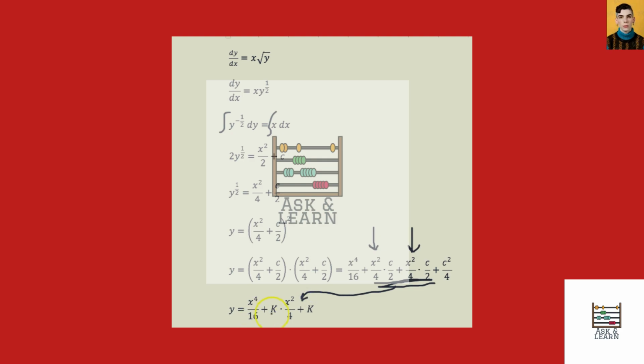And now I'm just going to use k because we know that it's a constant. k just means it's a different constant than over here, but it's still just a constant. This c squared over 4 is just a constant. That may be different than the constant we started with here, but it's still a constant. And so here is our final answer. y equals x to the 4th over 16 plus some constant times x squared over 4 plus some constant.